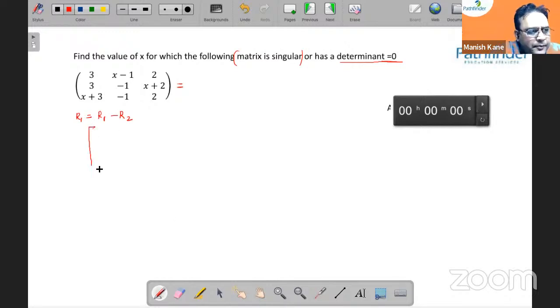बहुत आसान है. So 3 minus 3 becomes 0. X minus 1 minus 1 becomes X, and 2 minus X minus 2 becomes minus X. The rest of the matrix will remain the same.